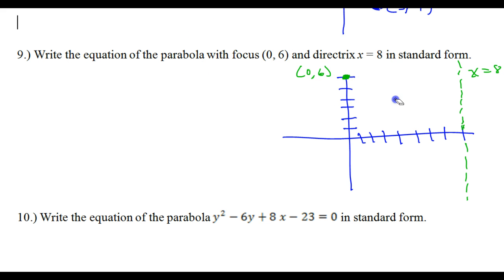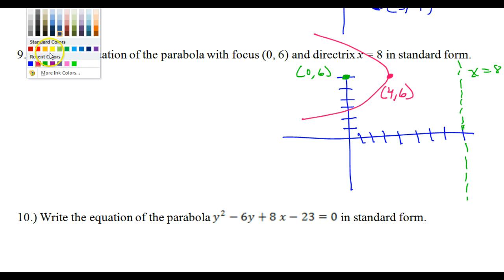But I need to specifically know the vertex. Well, the vertex is going to be at this height, and it's going to be halfway between the 0 and 8. So between 0 and 8 is 4. So that makes the vertex (4, 6). And I know that it's going this way. So that's enough information. Now I have the sketch and the vertex.